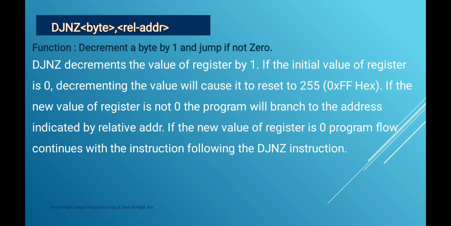If the new value of the register is not 0, the program will branch to the address indicated by the relative address. If the new value of the register is 0, then program flow continues with the instruction following the DJNZ instruction. Okay, this is the meaning of DJNZ.